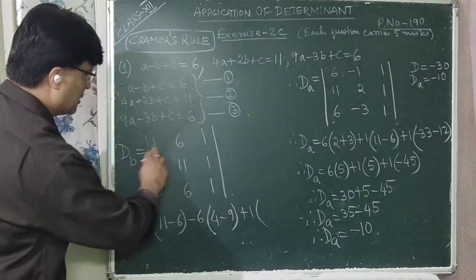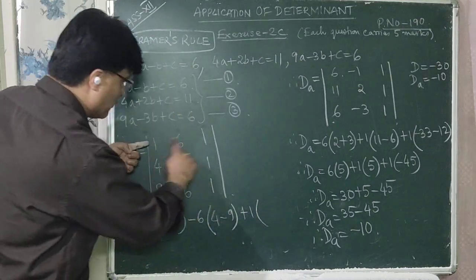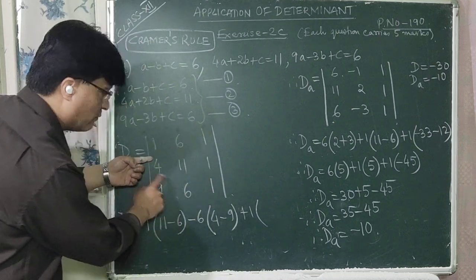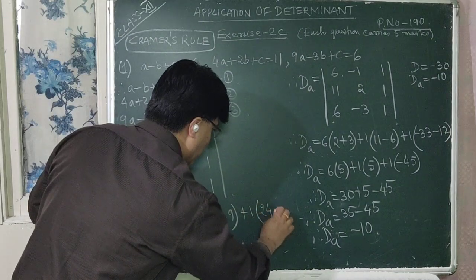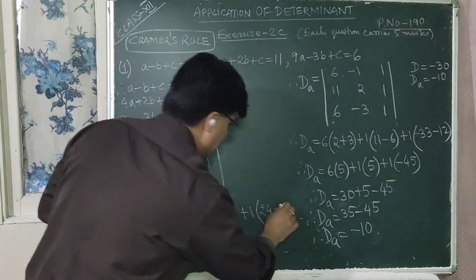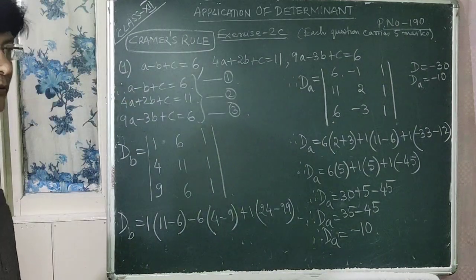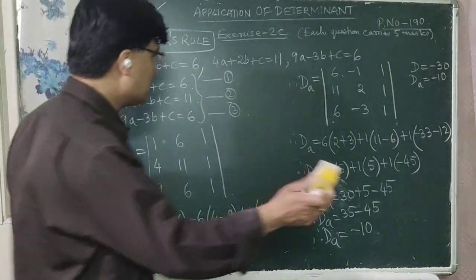Then plus 1. Again delete the row and the column through the element, that is, first row and third column are deleted. What remains? 4, 11, 9 and 6. 4 sixes are 24, minus 11 nines are 99. Is that clear now? So let us simplify it.